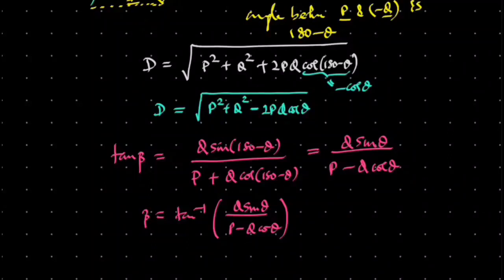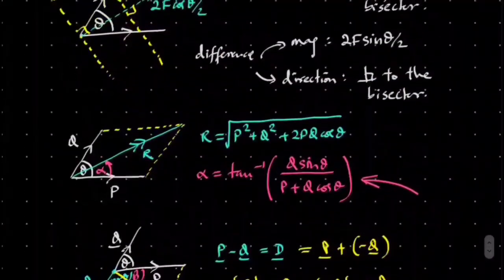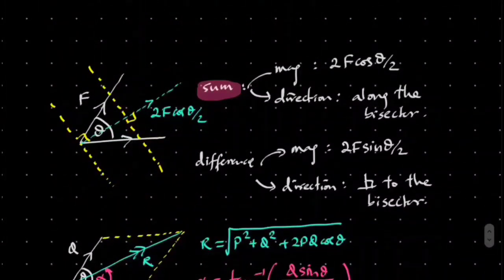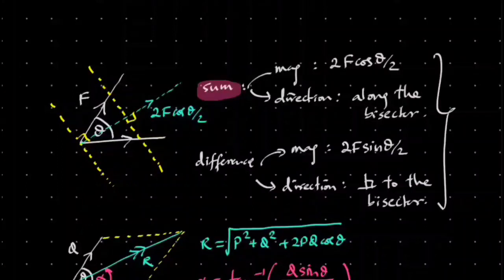Cos of 180 minus theta is minus cos theta. Sin of 180 minus theta is sin theta. Okay, this is it. Now, why did we go here? We wanted to figure out how to do this using the equations. Okay, so let's try it.